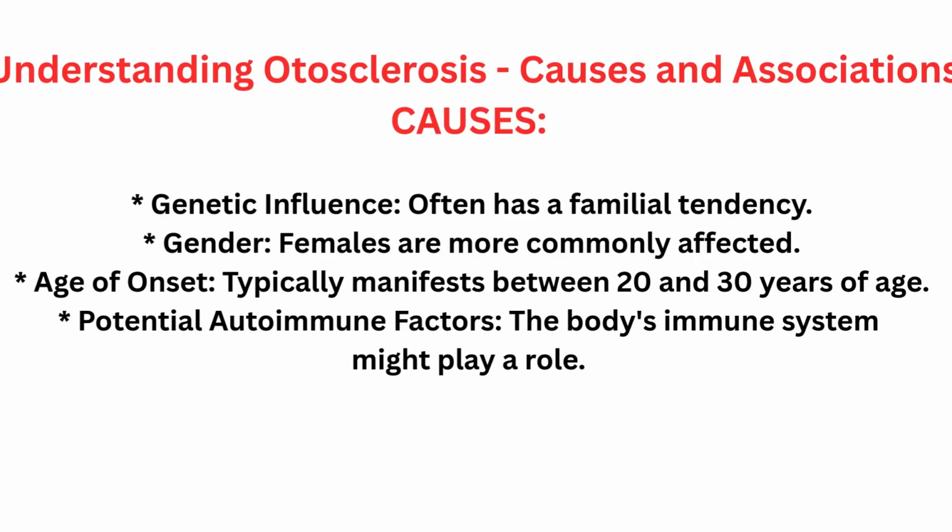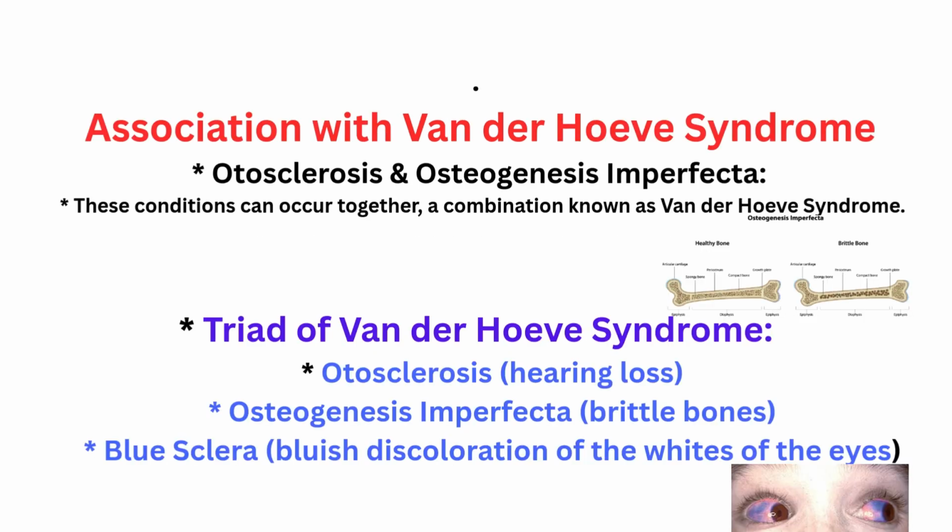So what are the causes of otosclerosis? The first is genetics, familial tendency. Second is gender. Females are more affected, probably due to the estrogen that causes an inflammatory reaction in the bone. And age is typically between 20 to 30 years. Autoimmune factors can also play a role in otosclerosis.